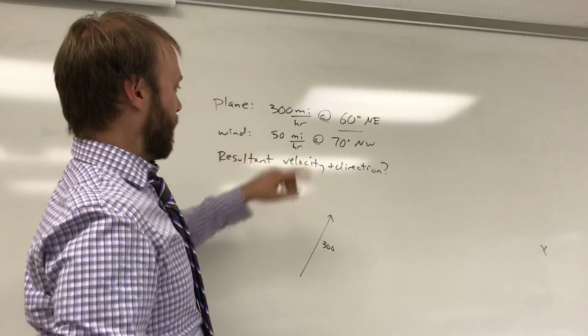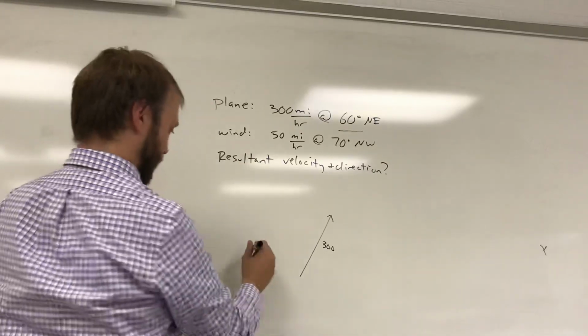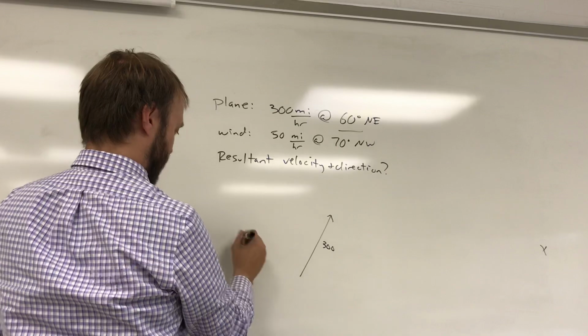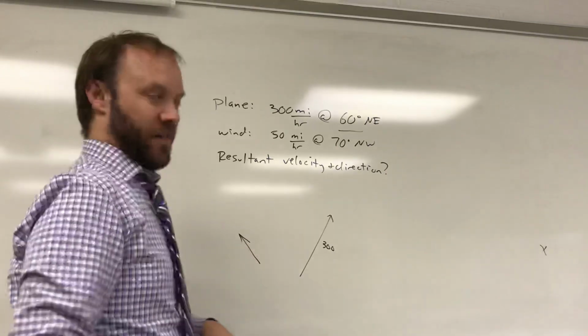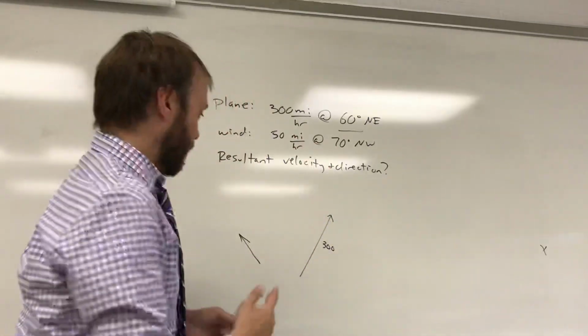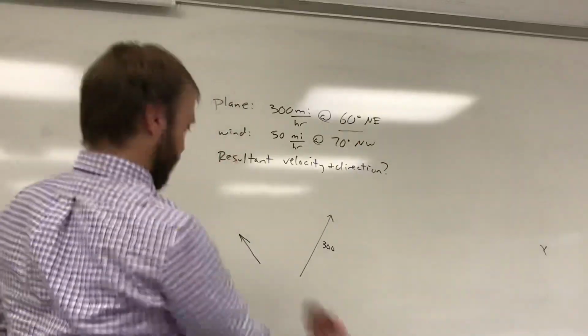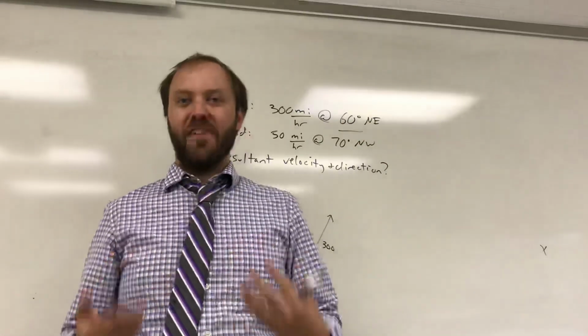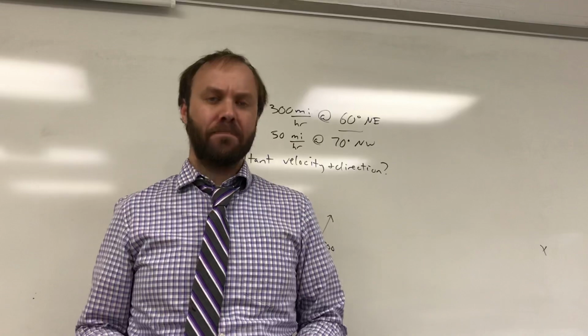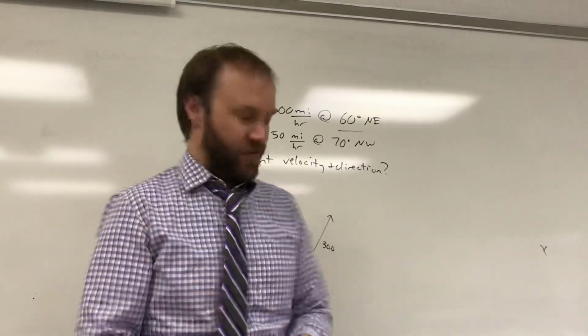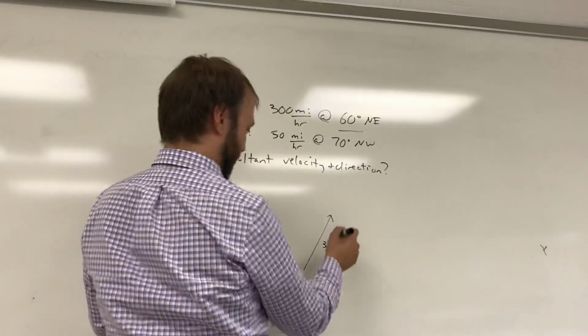So anyway, we'll deal with that measure in a minute. The wind is coming 50 miles per hour at 70 degrees northwest, okay? So that would be doing something like this. It'd be a smaller vector. So the plane's trying to go this way. The wind is blowing this way. We want to see how that affects the plane in the end, all right? We want to add these two vectors. Okay, you add these two vectors head to tail.